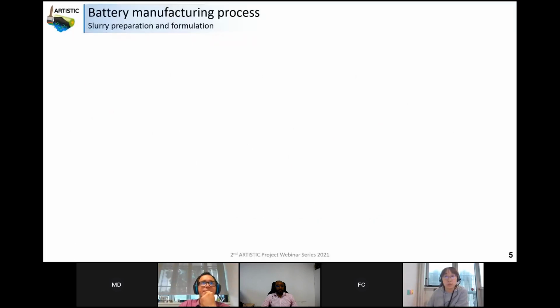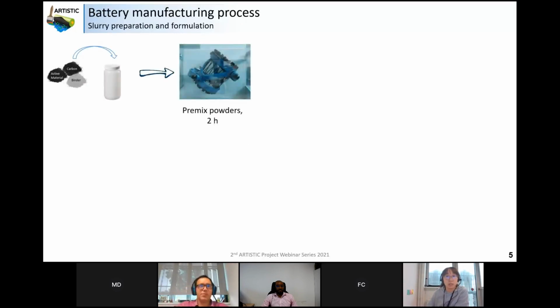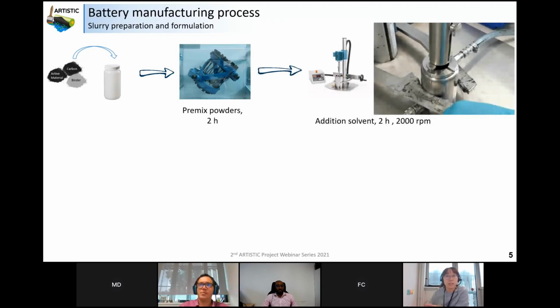As for the slurry preparation and the formulation part, at first, the powders of the active materials, carbon and the binders are weighed at a certain ratio and premixed for 2 hours. Then we place the well-mixed dry powder in the Dispermat and add the solvent based on the solid content and mix them for 2 hours at a relatively high rotation rate. For the NMC slurry we prepared in the lab, we used 2000 RPM.